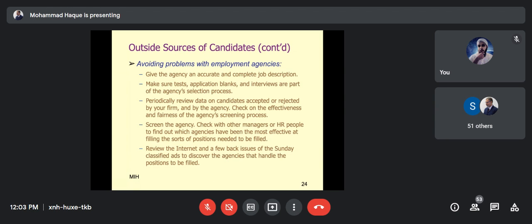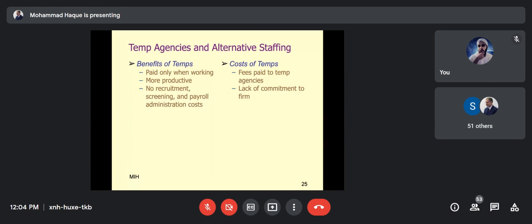Check with other managers or HR people to find out which agencies are the most effective at filling the sorts of positions the organization needs to fill, and review the internet and a few back issues of the Sunday classified ads to discover agencies that handle the positions to be filled.